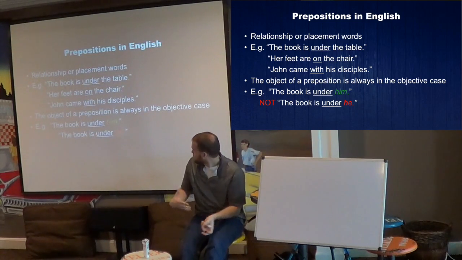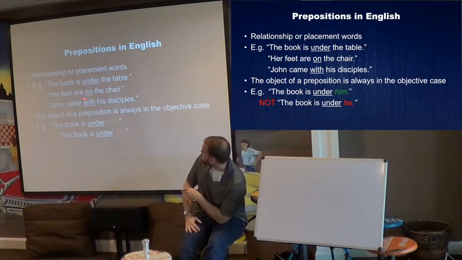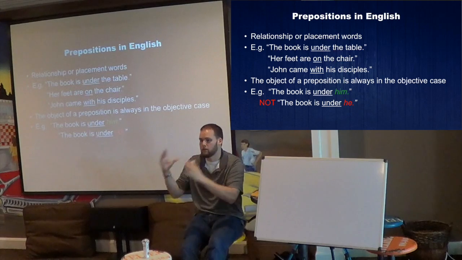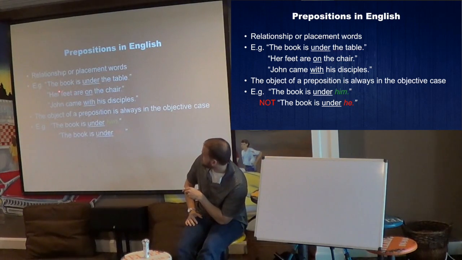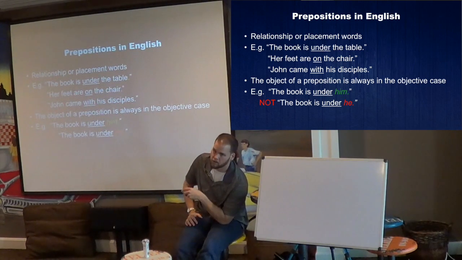And in English, the object of a preposition is always in the objective case. So every preposition has two nouns that it's connecting. One of them is the object, one of them is the subject. Her feet. The feet are the subject in that, and the chair is the object. It's telling you where her feet are in relation to the chair. John is the subject, and John came with his disciples. The object is his disciples. It's telling you where his disciples were in relation to John.